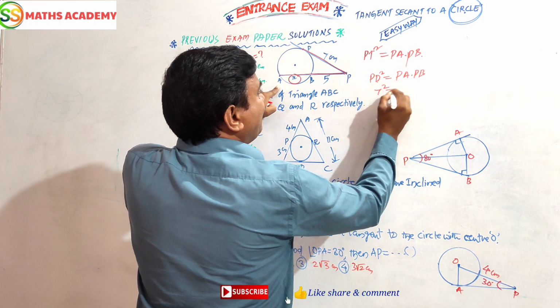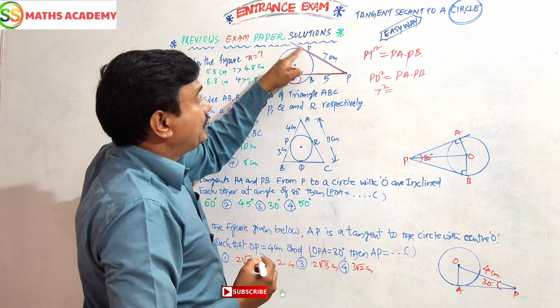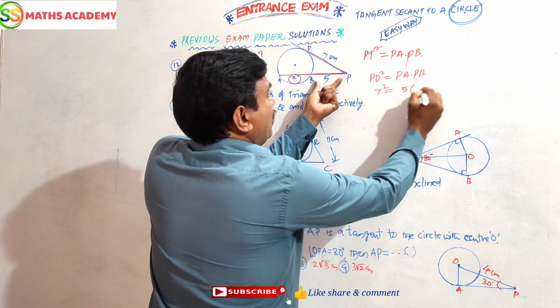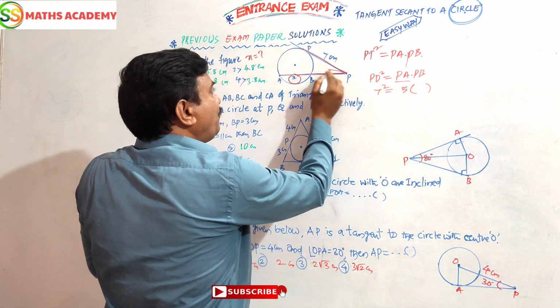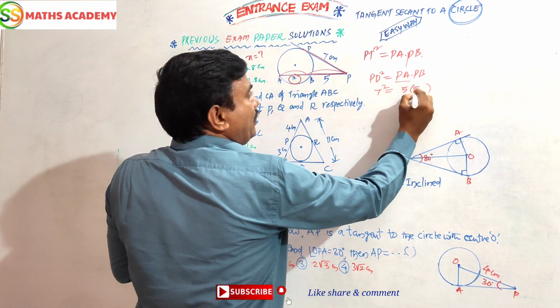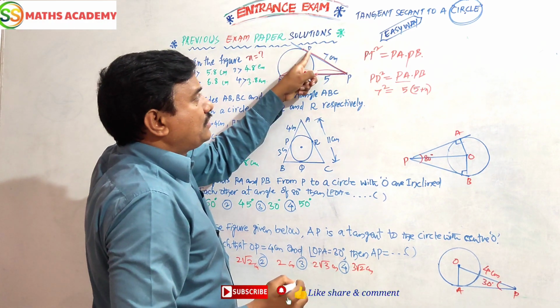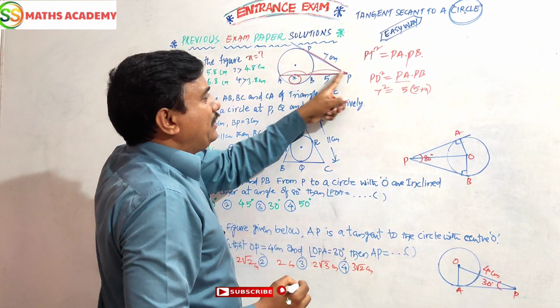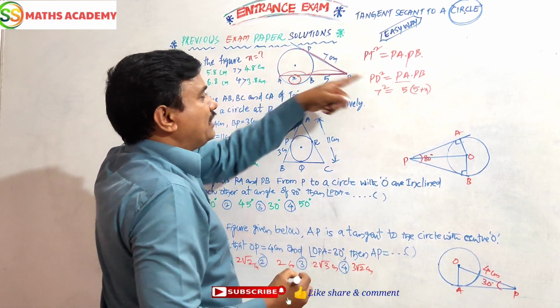Friends, PD is 7, given. PB value is 5. What about PA? PA means 5 plus x. So 7 square is equal to PB into PA, that is 5 into 5 plus x.